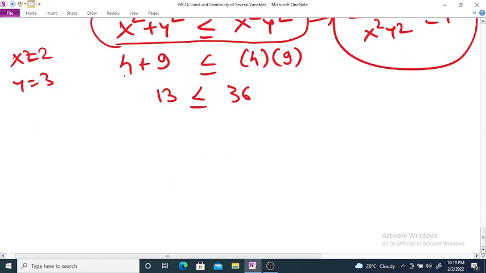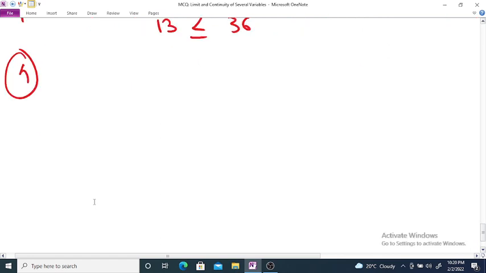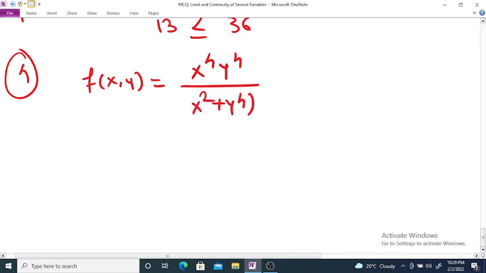The next question, question number 4. It's a very lengthy question. Next question: f of x y equal to x raised to 4 y raised to 4 divided by x square plus y raised to 4 raised to 3 if x y is not equal to 0 0, and equal to 0 if x y equal to 0 0.